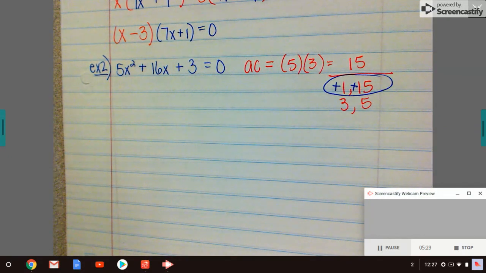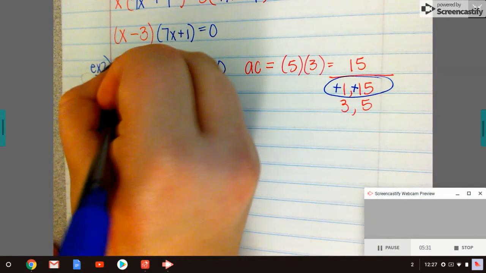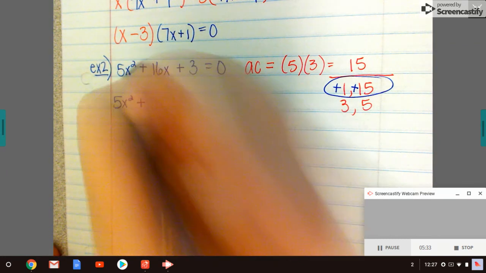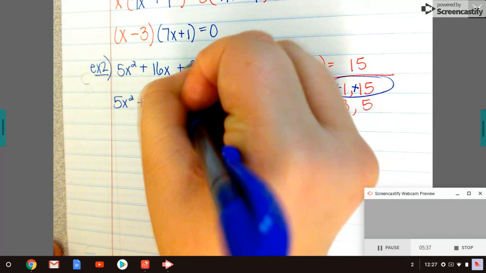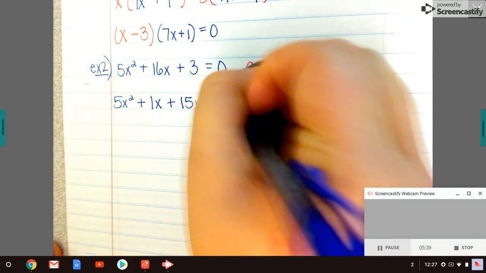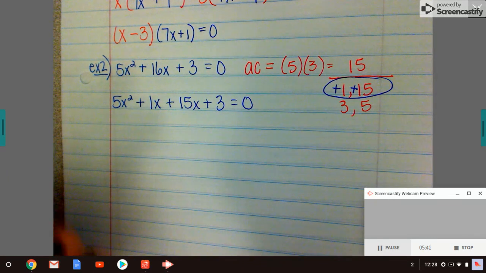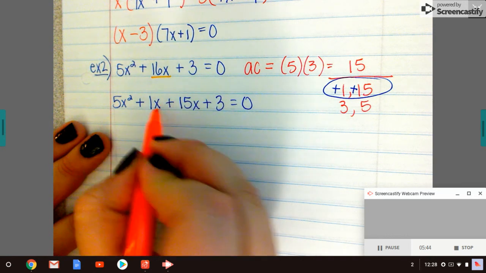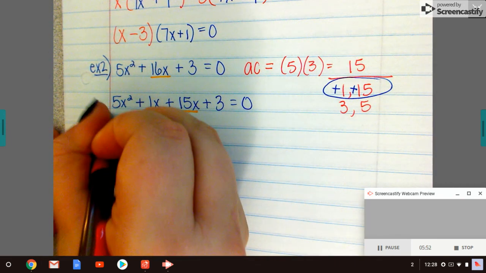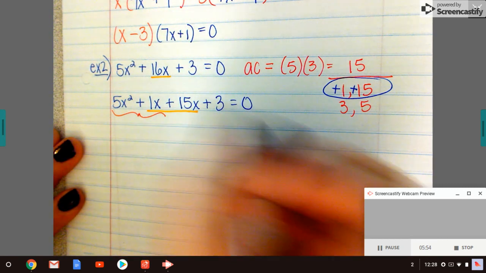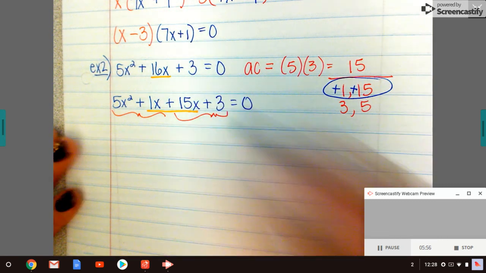So let's use those guys in place of our 16x. So 5x squared plus 1x plus 15x plus 3. So notice again, this 16x was rewritten as a 1x plus 15x. And now let's look at some groupings. So I want to look at this group of the first two and this group of the second two.